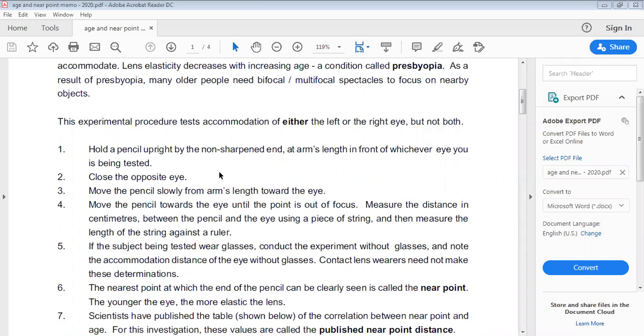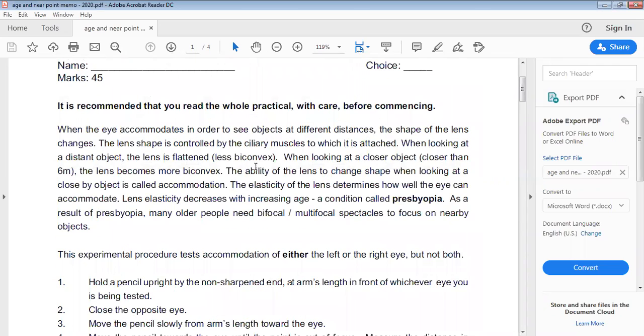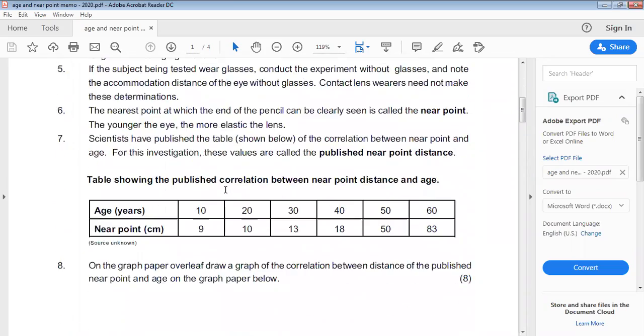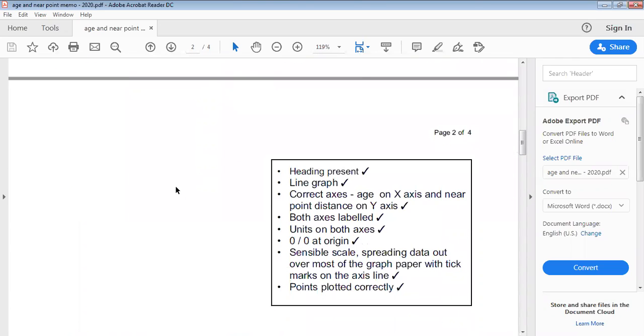Okay, so this lesson is to go through the practical that you did on age and near point. I hope you put some good effort into doing this. I'm just going to go through the memo with you.